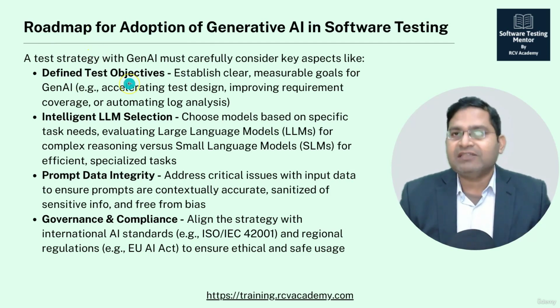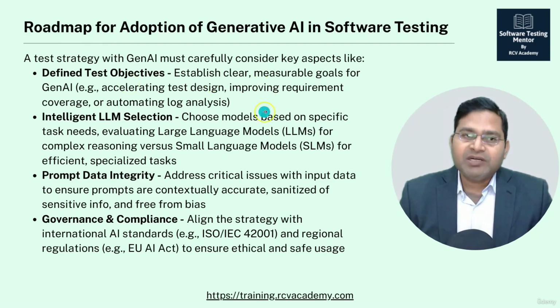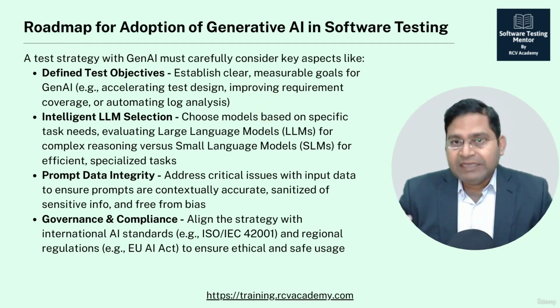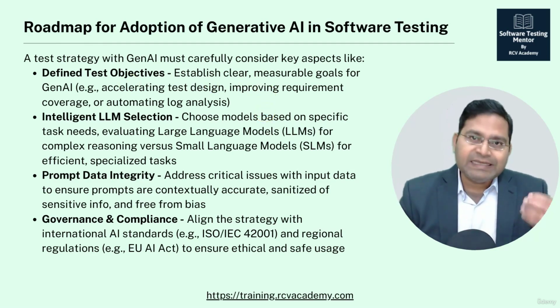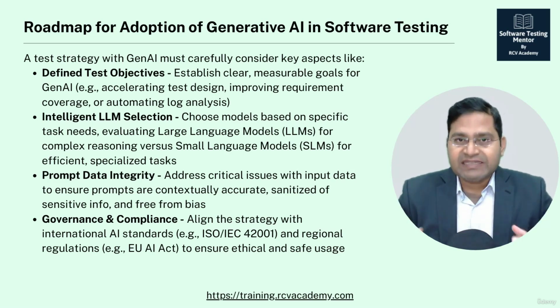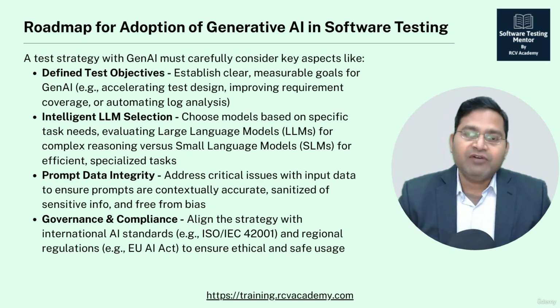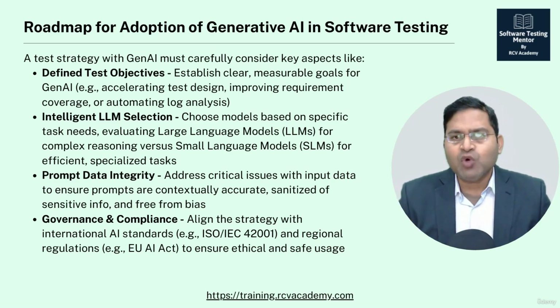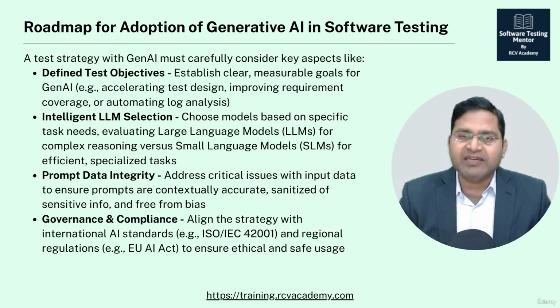First thing is defining the test objectives. Establishing clear, measurable goals for generative AI is really important. For example, what is the organization's goal when implementing Gen AI in software testing? Is it help with the automation framework, automation scripts, accelerating test design and testing activities, improving requirement coverage, improving automation coverage? What exactly are the key criteria, the test objectives? Because once you have clear objectives, you know how to implement generative AI in software testing.